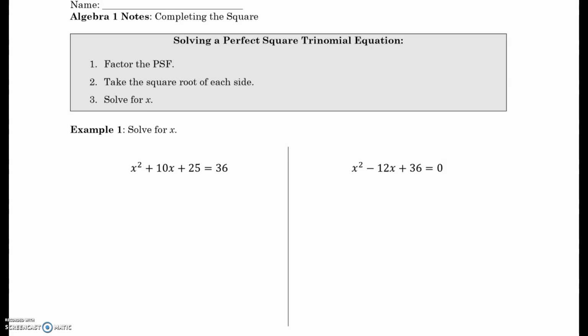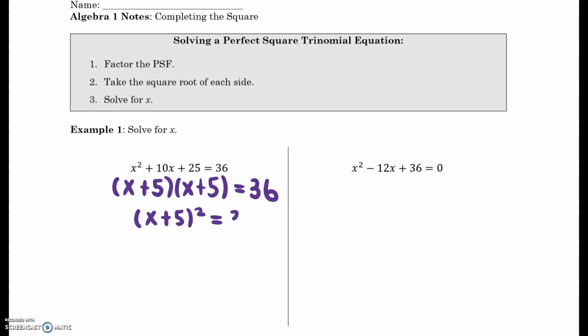Alright, let's take a look at example 1 here on the left. x squared plus 10x plus 25. When we factor this perfect square trinomial, we get the factors (x plus 5) times (x plus 5) equals 36. Remember that when you have the exact same binomial multiplied together, we can rewrite that as (x plus 5) squared is equal to 36.